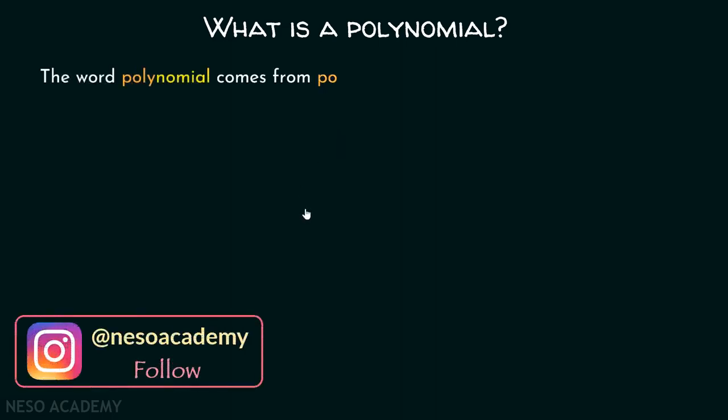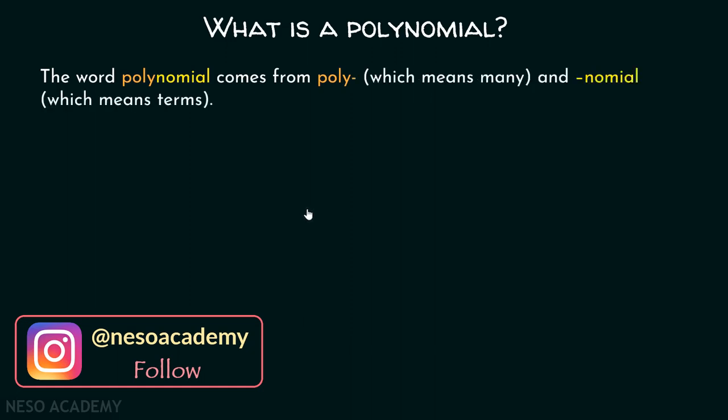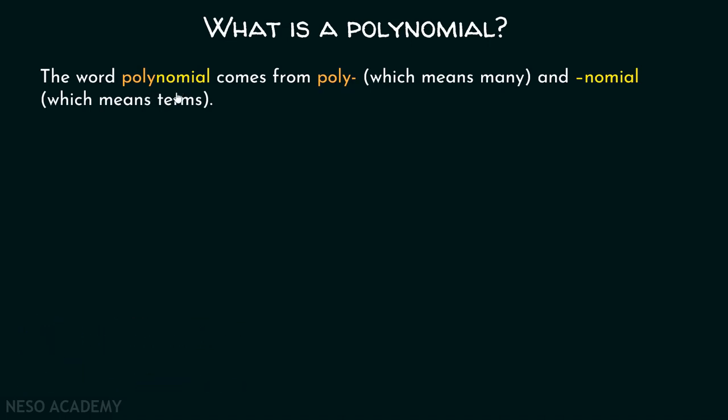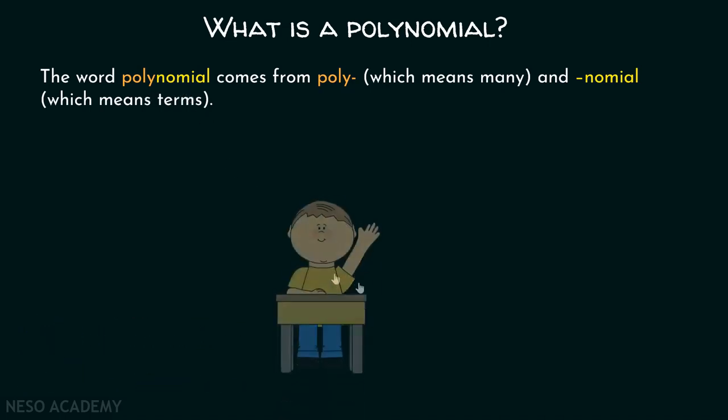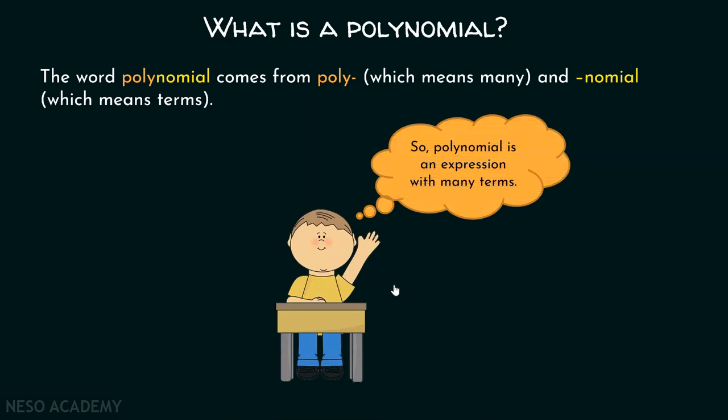The word polynomial comes from poly, which means many, and nomial, which means terms. It should be very clear that polynomial is a word composed of two words. One is poly and the other one is nomial. Poly means many and nomial means terms. Okay? So it is clear from this fact that polynomial is an expression with many terms, right?